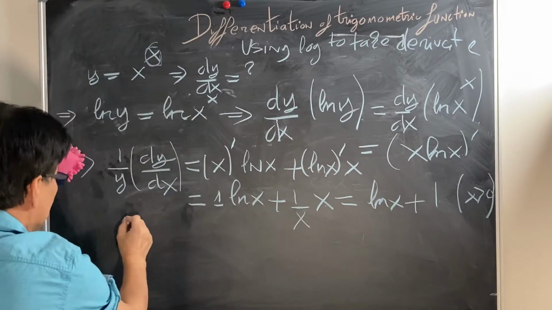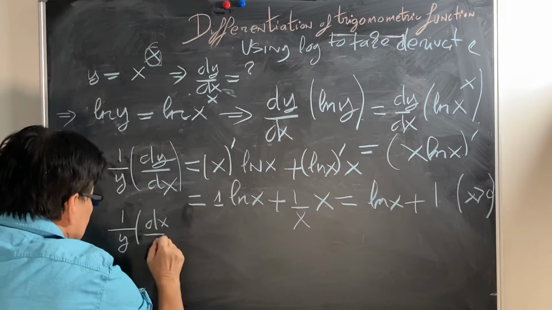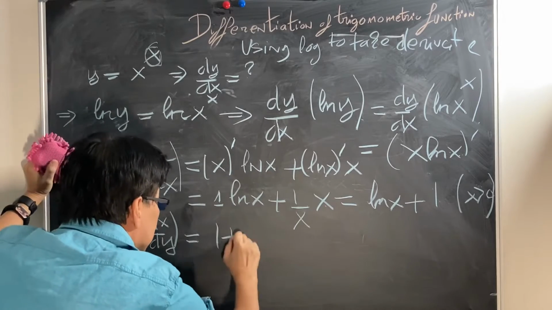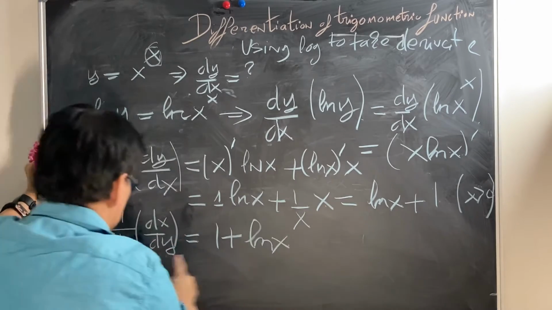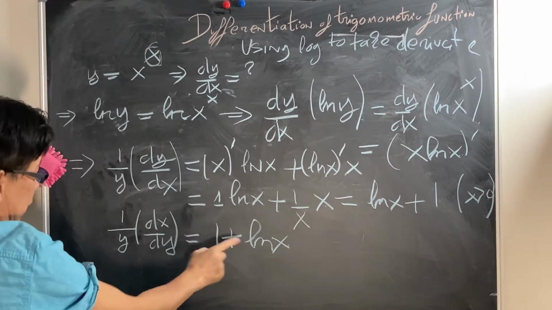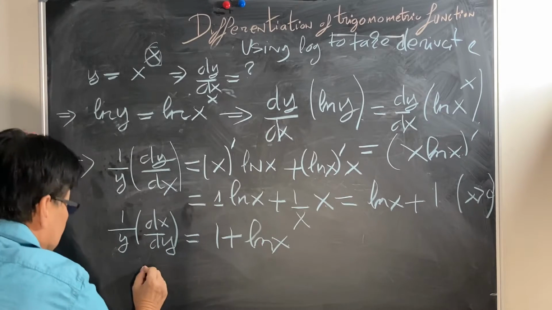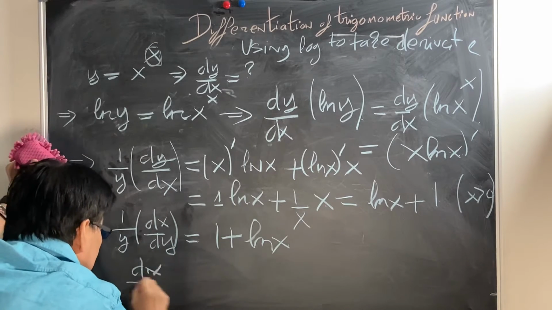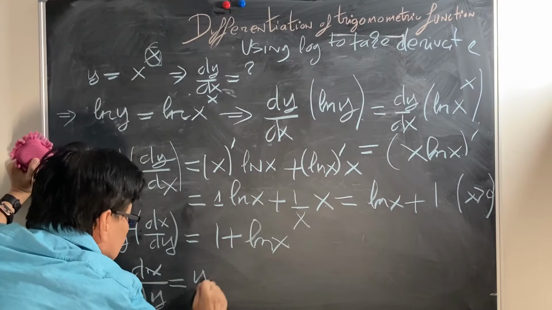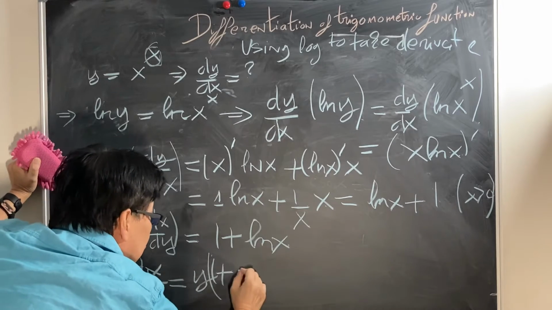Okay, so now we have (1/y) dy/dx equals 1 plus ln x. If you move y from the left side to the right-hand side by multiplication, then you have dy/dx equals y times (1 plus ln x).